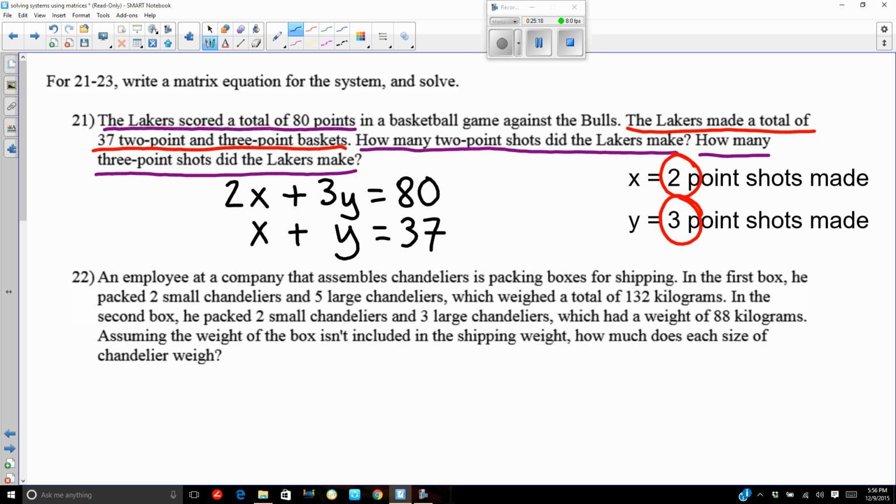Now use matrices to go ahead and solve for x and solve for y. So make sure you can actually come up with this answer, but I found that they made 31 2-point shots and they made 6 3-point shots.